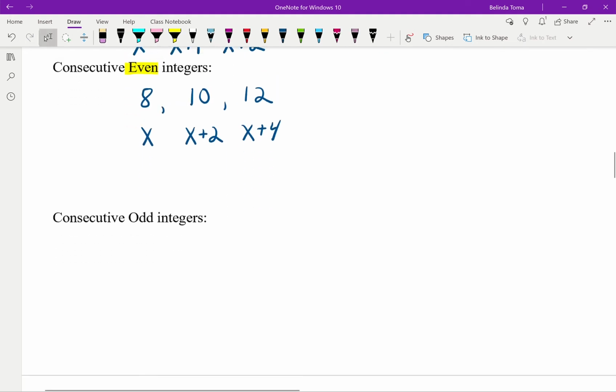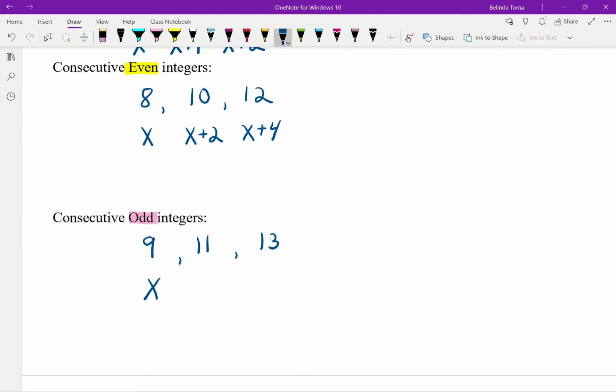Finally, let's look at an example of consecutive odd integers. Now, this is the one that gives students the most trouble, and I'll explain why. So if I use the integers 9, 11, and 13 as an example, I would start with the variable x for 9. And students naturally think they should add an odd number if they're consecutive odd numbers.